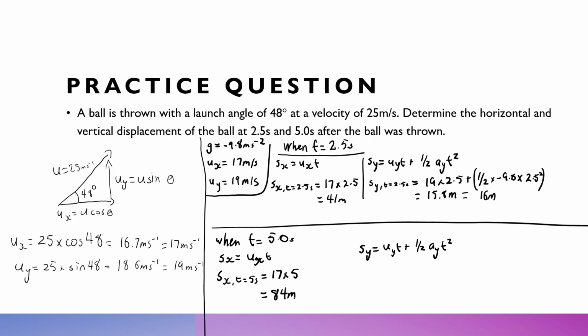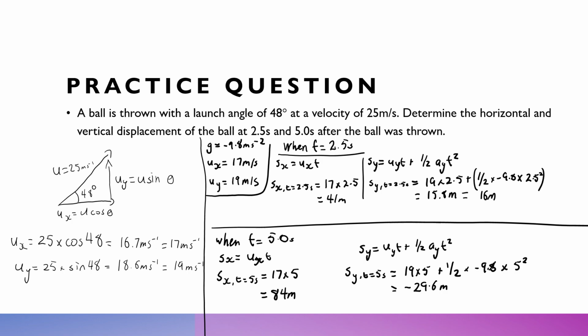However, the y component is going to be a little bit more tricky and it's going to come out with a bit of a funky answer. So let's calculate first the displacement in the y direction for t equal to 5 seconds. It is going to be equal to 19 times 5 plus a half g, which is negative 9.8 meters per second squared, times our t squared, which is 5 squared. Now this comes out with a negative number, which is negative 29.6 meters.